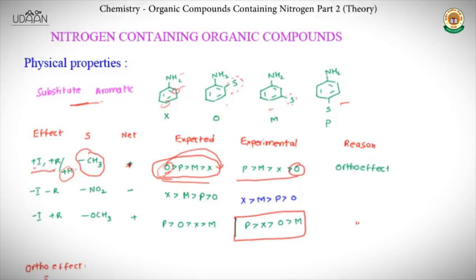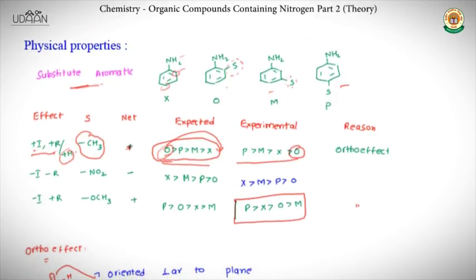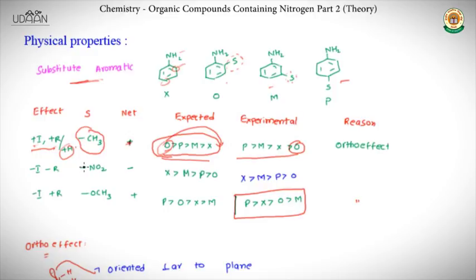The reason for this is the ortho effect. Now in a short while we will see what this ortho effect is, and you might have learnt it in your GOC. It's just a recapitulation of it. The next one includes minus I and minus R effect. The example for this one is NO2. The net effect is negative here as shown. Now you expect that X greater than M greater than P greater than O. That is what is observed experimentally, so there is no exception, and you know the reason from your GOC.